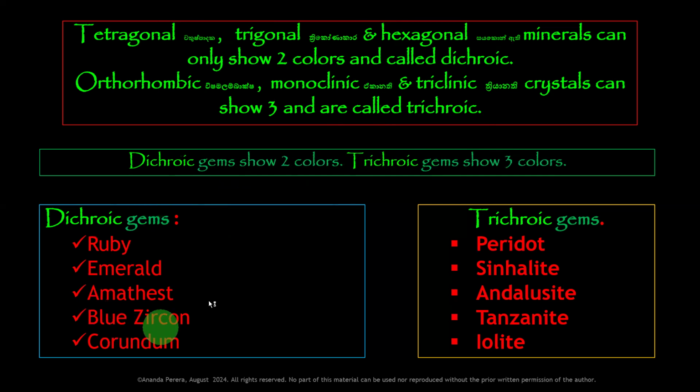This is the list of dichroic gems. Ruby, emerald, amethyst, blue zircon, corundum are some of the dichroic gems. And trichroic gems: peridot, singolite, andalusite, tanzanite, iolite. These are trichroic. Then you know the crystal shape is orthorhombic, monoclinic, or triclinic here. In dichroic gems, the crystal shape is tetragonal, trigonal, or hexagonal. These are the 2 types. Now, this is the relationship between the 45th lesson and this lesson. So remember this, easy to remember. You better write it down in your notebook.